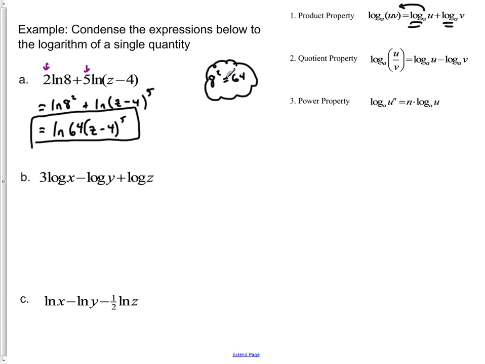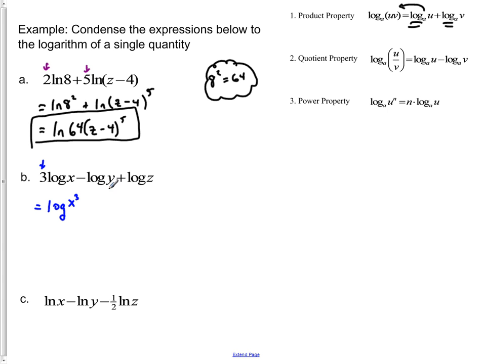How about that next one? Here we've got 3 log x minus log y plus log z. We've got three things going on at once. Well, whenever you have a multiplier in front of one of these logarithms, your very first job should be to rewrite that logarithm by getting rid of that multiplier. So in this case, we can see right away that we're going to get a logarithm. We're using a common logarithm in this particular case, a common logarithm of x to the third.